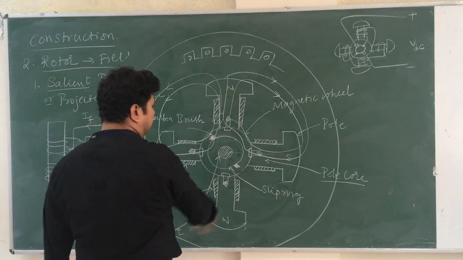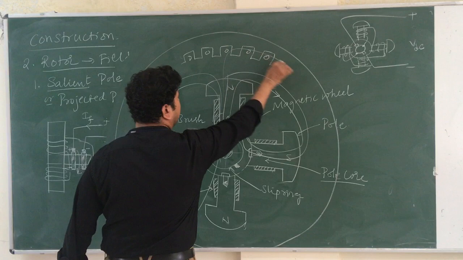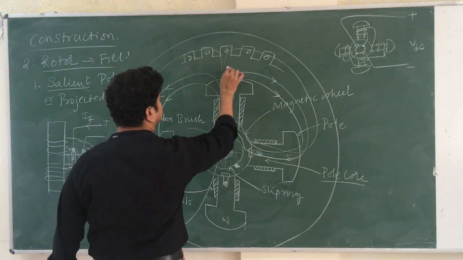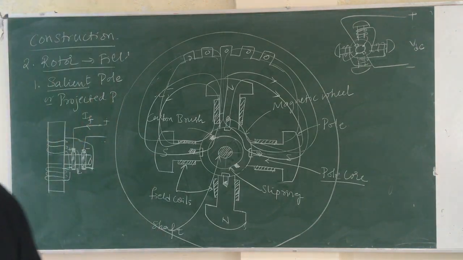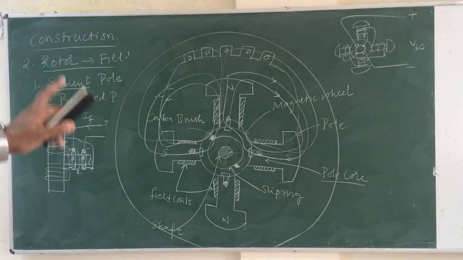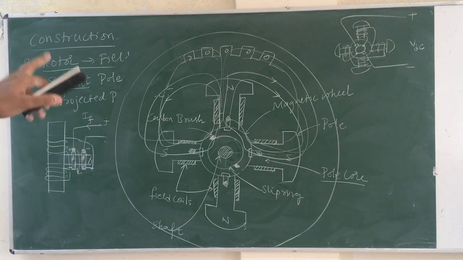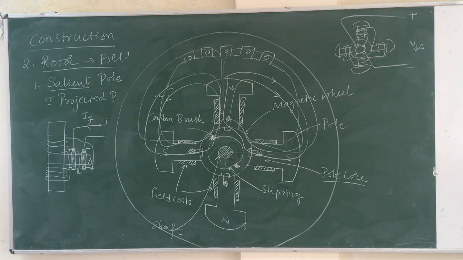Now when this rotor starts rotating, the magnetic field will also start rotating. Hence, the flux linked to a conductor changes and an EMF is induced in the conductor. So, this is all about the salient pole rotor or projected pole rotor. This type of rotor construction is used for low speed machines.